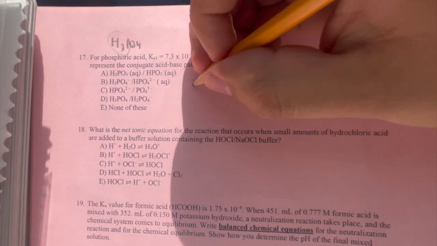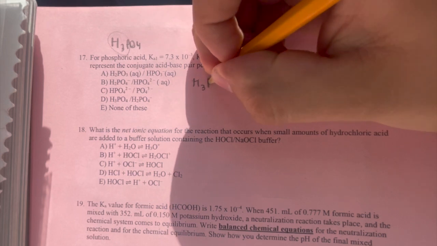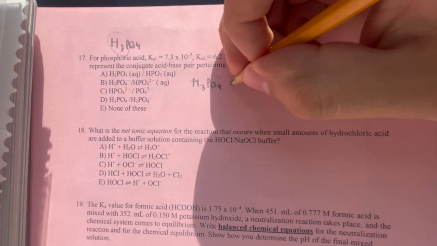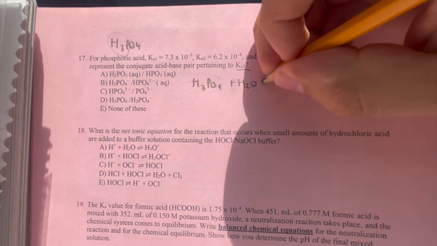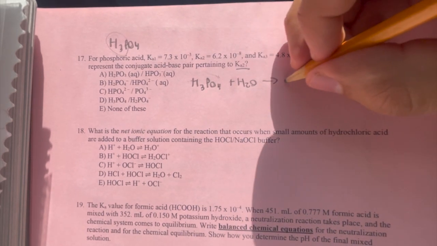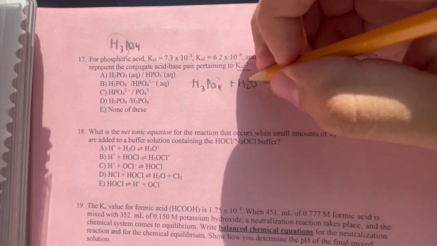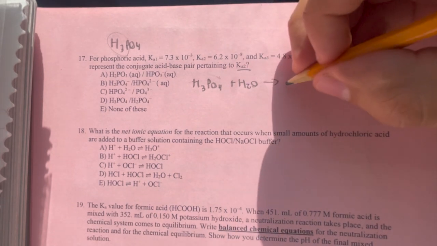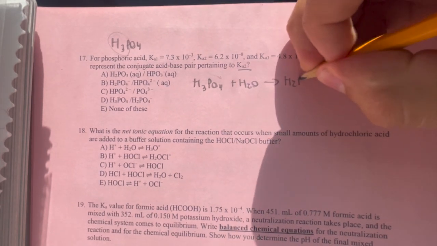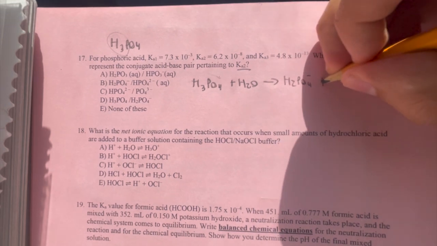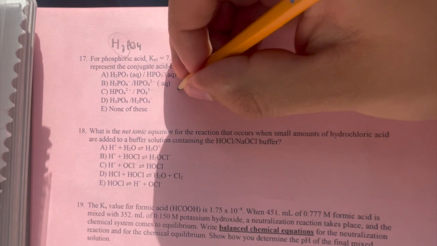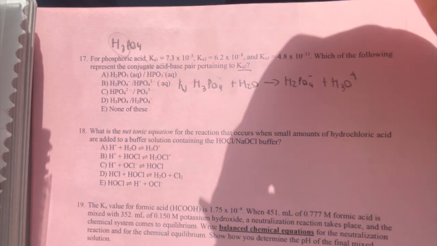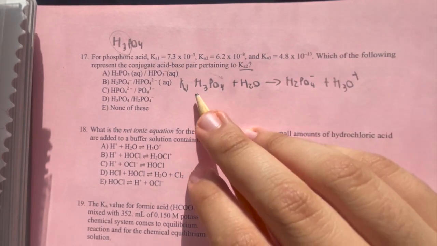So what happens here is that phosphoric acid mixed with water yields, so acids donate, in this case water will act as a base, so we would get H2PO4 minus plus hydronium, and this would be our first Ka, right, because it's the first hydrogen that we gave away.